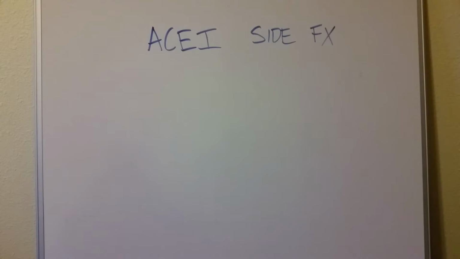Now, what's an ACE inhibitor? Some examples of them are enalapril, benazepril, lisinopril is one of the most common. As you notice, they all end in pril, P-R-I-L. So if you have a drug that ends in pril, it's probably going to be an ACE inhibitor.